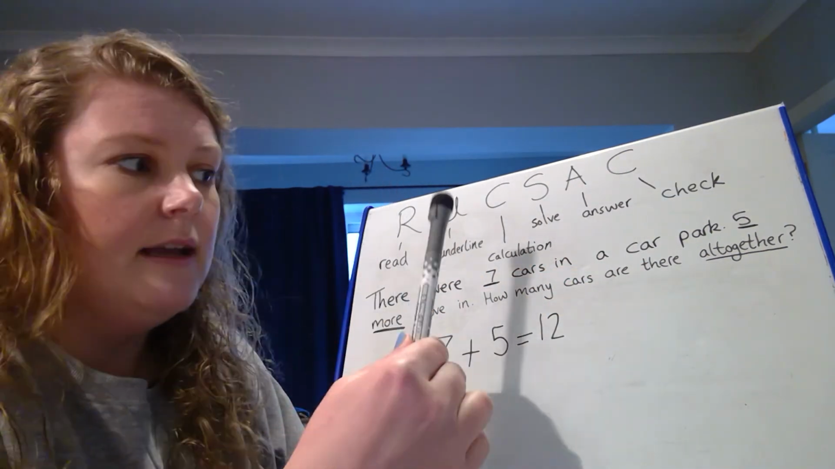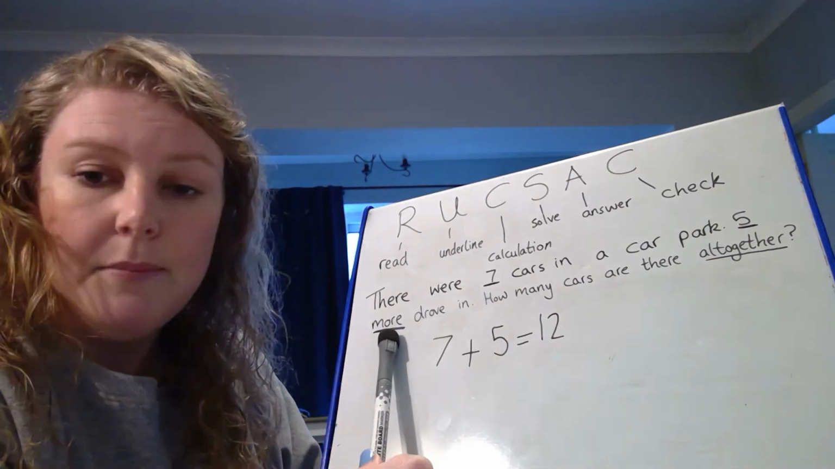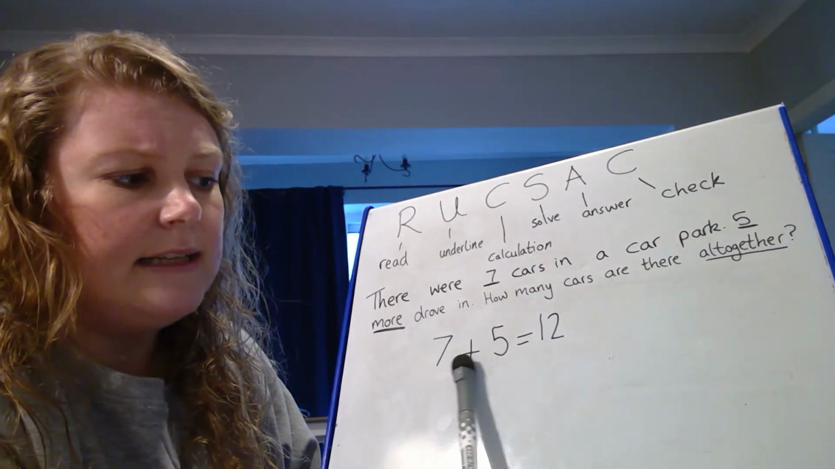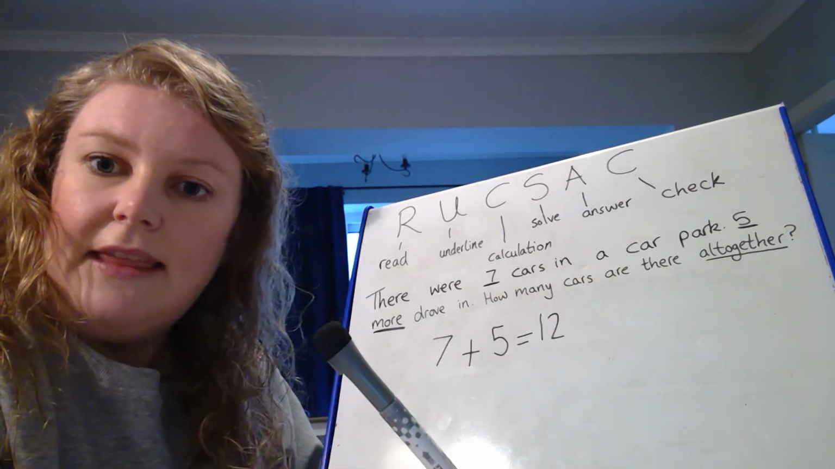Read the problems, underline the important parts, that might be numbers, or it might be a word like more or altogether. And then find which calculation you need. So that means write out the number sentence, which you then need to solve to find your answer. And then check it. Okay?